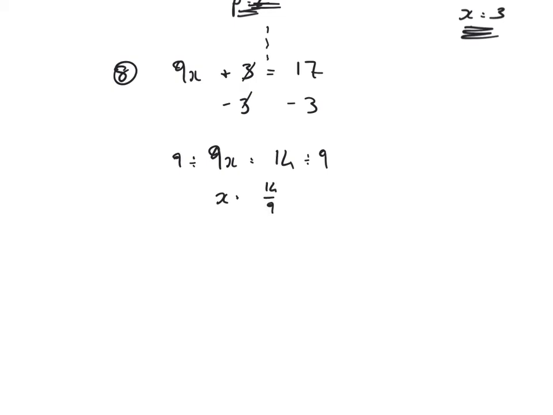Now, what's been introduced now is an answer which will not collapse down to a whole number. It also can't be simplified, so there's no common factor to divide top and bottom by. 14 over 9, therefore, is the final answer. Let's take down example 9.